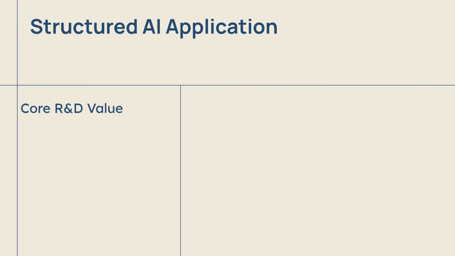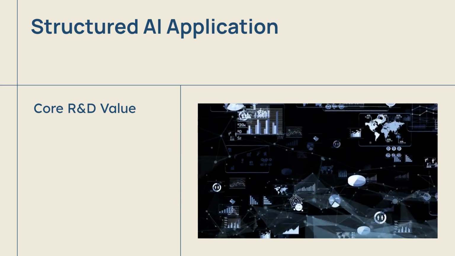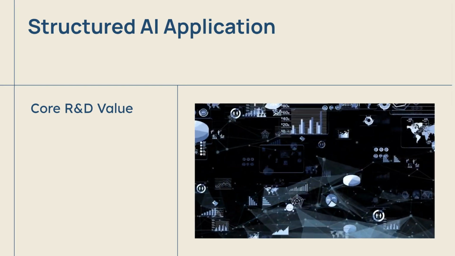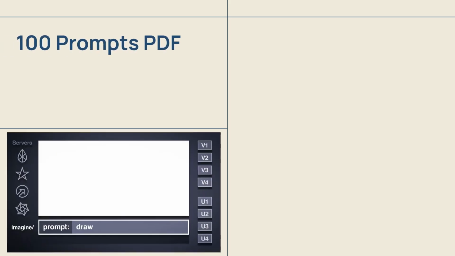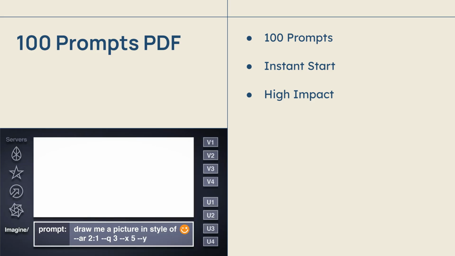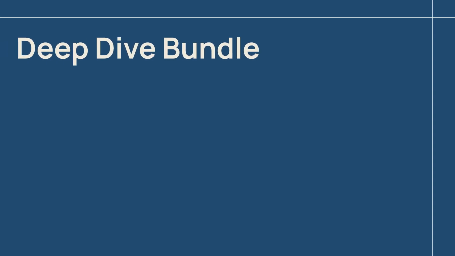The core value of the R&D AI Kit is providing a structured, step-by-step application of AI, moving you beyond guesswork and into strategic research. Our downloadable PDF includes 100 carefully crafted prompts, giving you instant, high-impact starting points for any R&D challenge you face. The R&D AI Kit is more than just prompts. It's a comprehensive bundle designed for maximum utility.